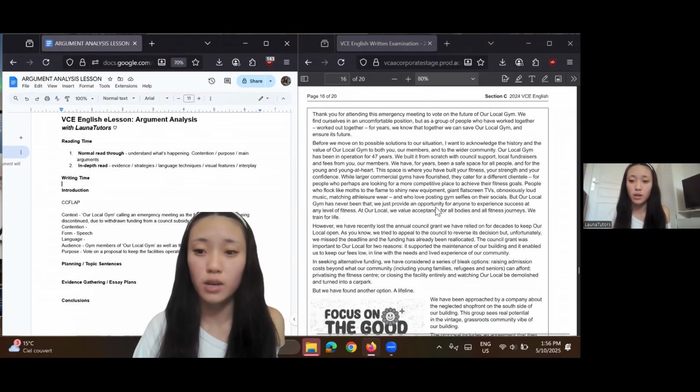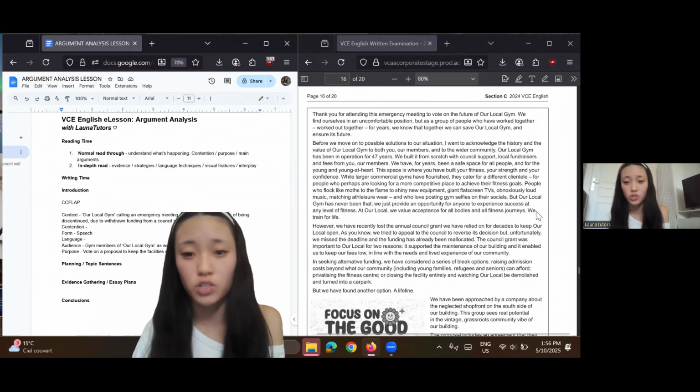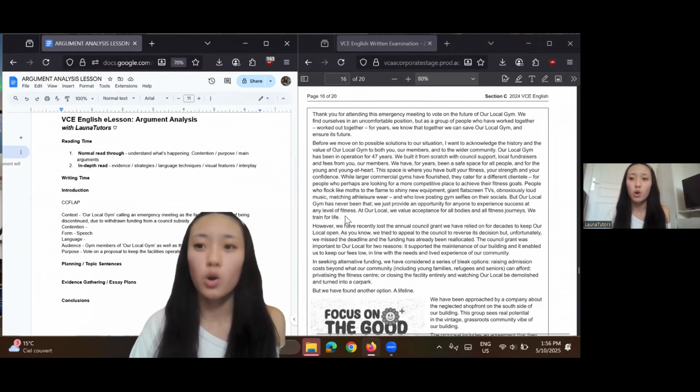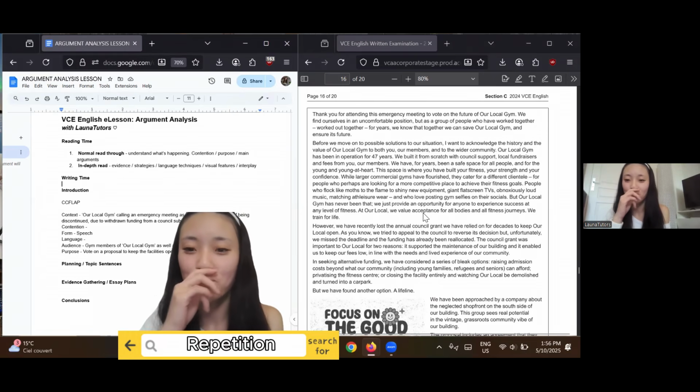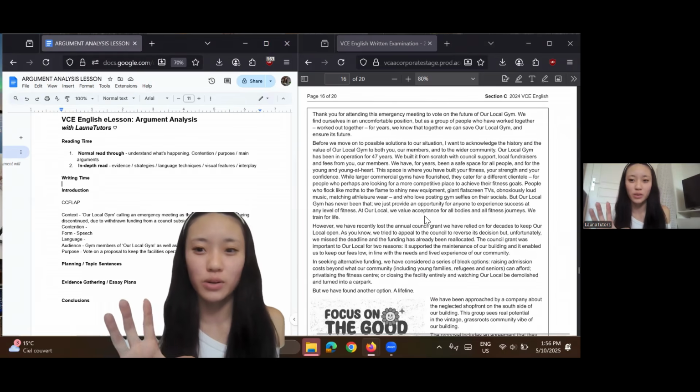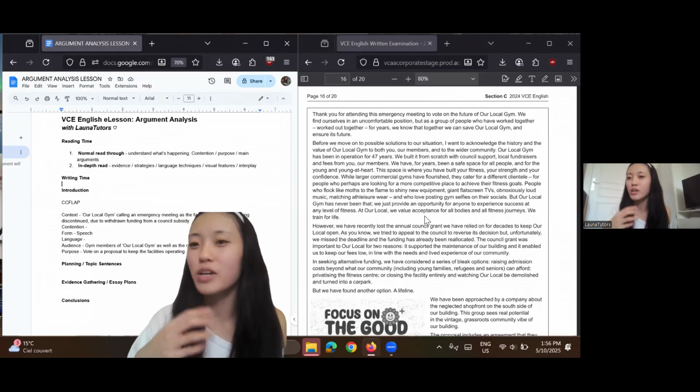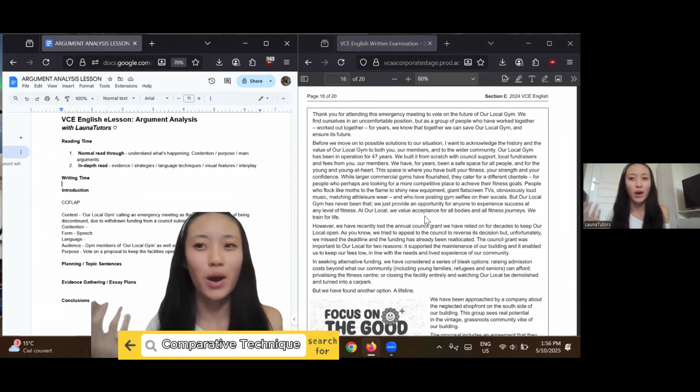We just provide an opportunity for anyone to experience success at any level of fitness. At our local, we value acceptance for all bodies and all fitness journeys. We train for life. Oh my gosh, the amount of times I use the word all, we get it, you're inclusive. But what's going on here is also they're kind of like comparing themselves to other gyms.